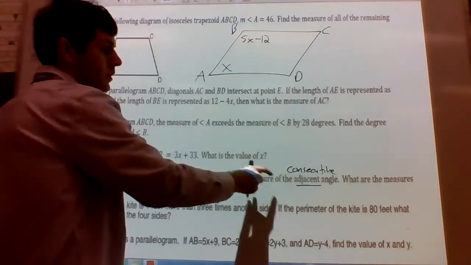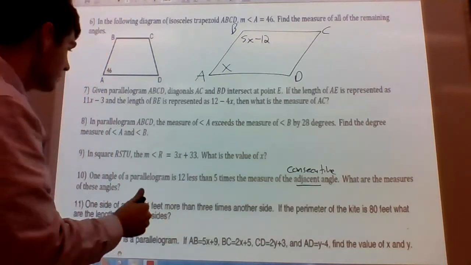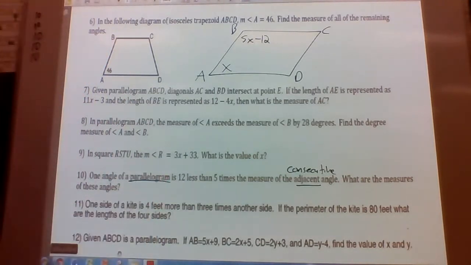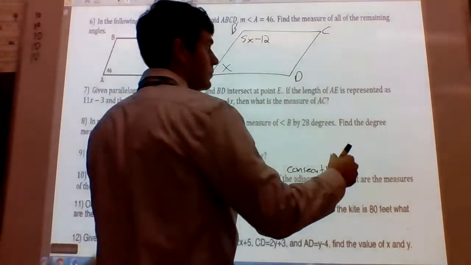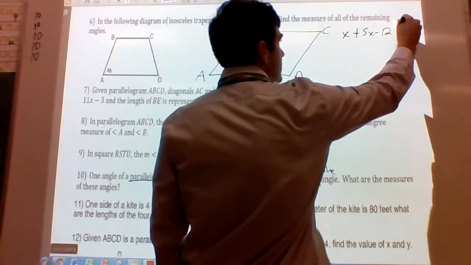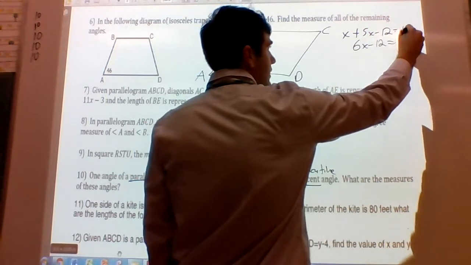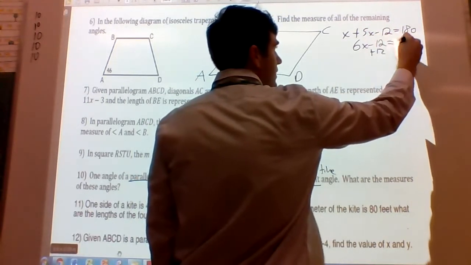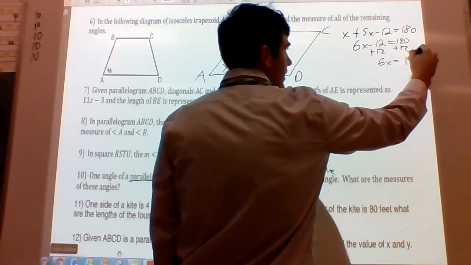Well, we have adjacent angles, which is the same as consecutive angles. We know in a parallelogram the consecutive angles are supplementary, so they're going to add up to 180. So x plus 5x minus 12 is going to equal 180. That gives us 6x minus 12 is 180. Add 12 to both sides. 6x is 192.